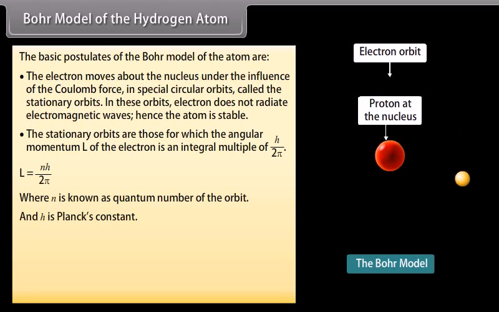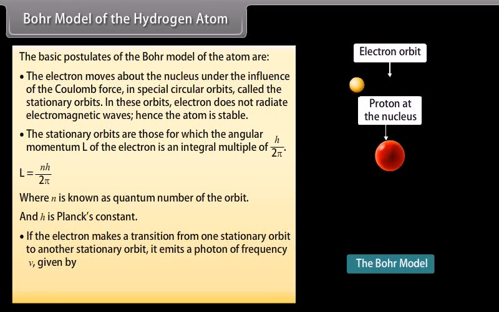If the electron makes a transition from one stationary orbit to another stationary orbit, it emits a photon of frequency nu, given by E_i minus E_f upon h.